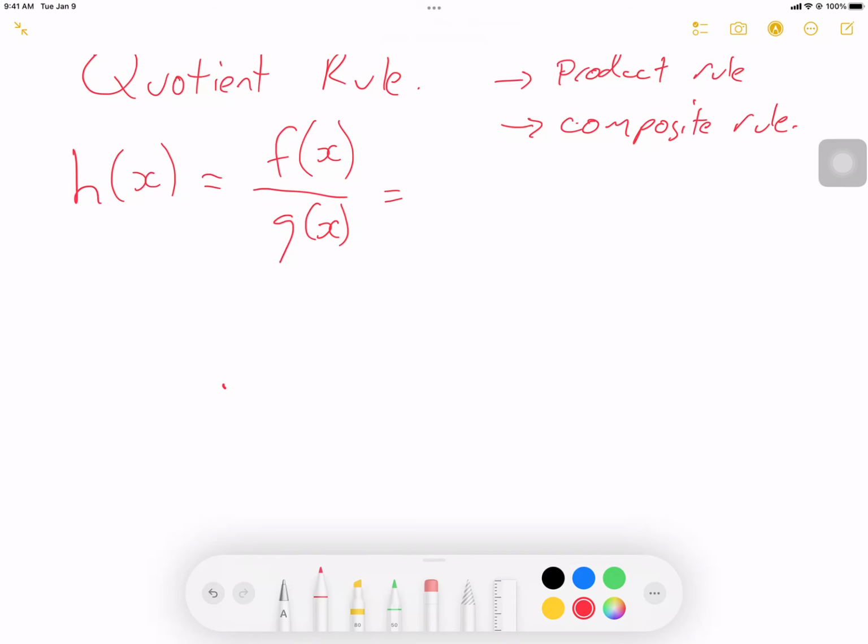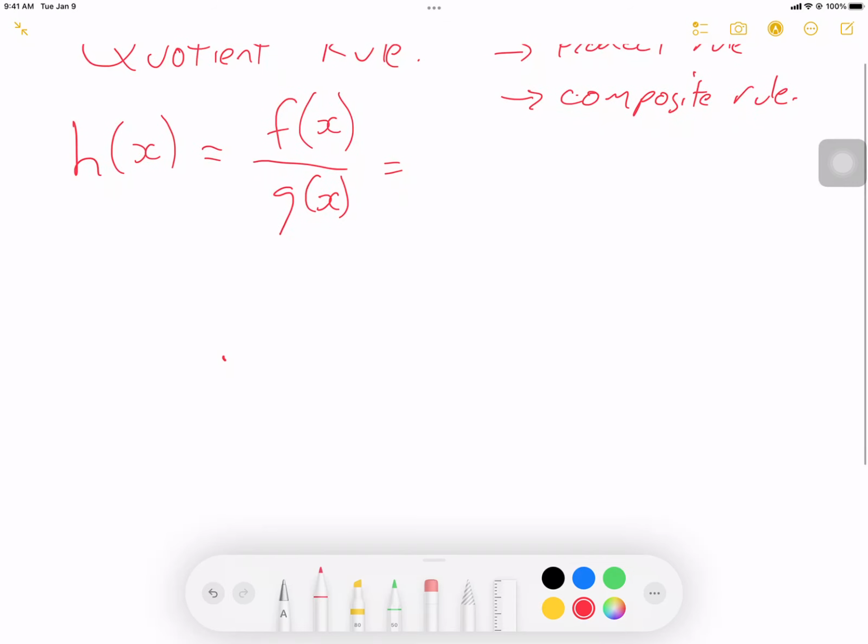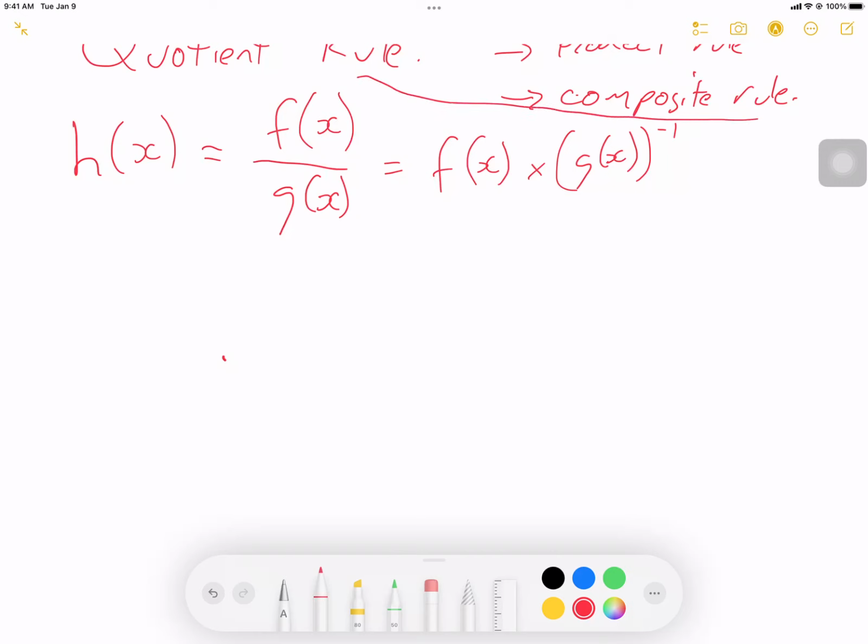Well, the first thing we can do is rewrite that quotient as f of x times g of x, but g of x is to the power of -1. Okay, so we could rewrite it like that, couldn't we? Now, as that's times, we could then use the product rule to help us break it down, and we're going to need to use the composite rule because the g of x is inside another function. It's inside that -1. So let's have a look at what we're going to get.